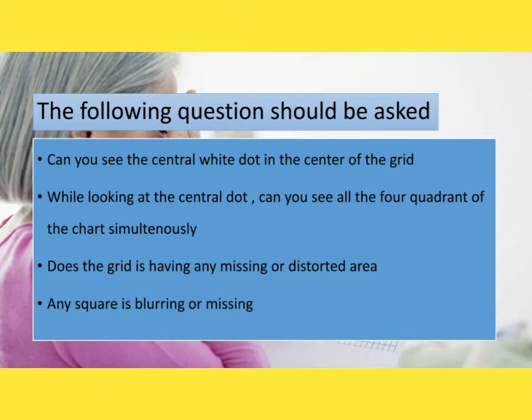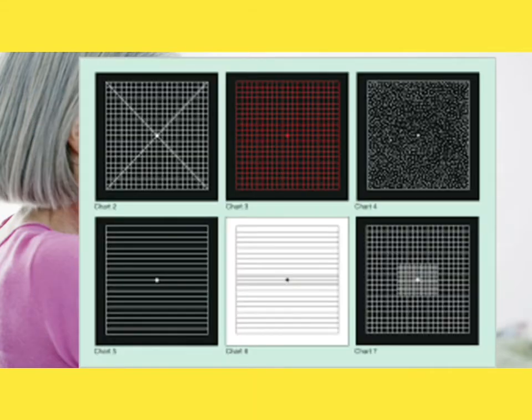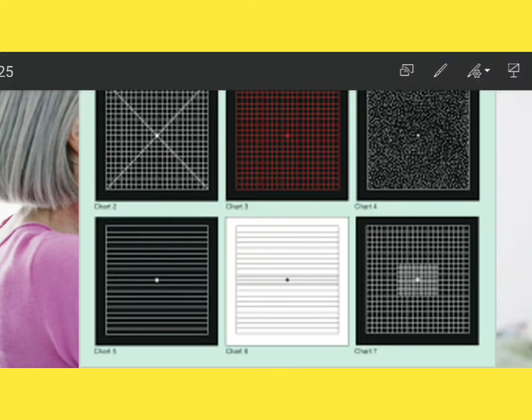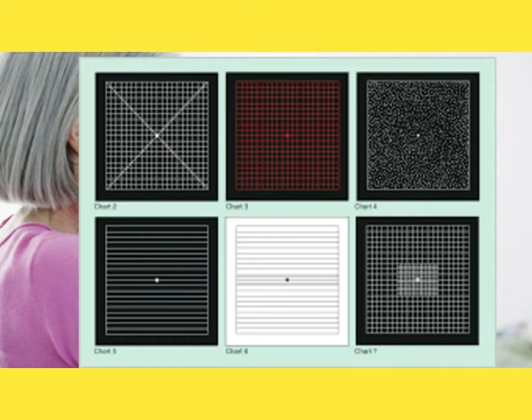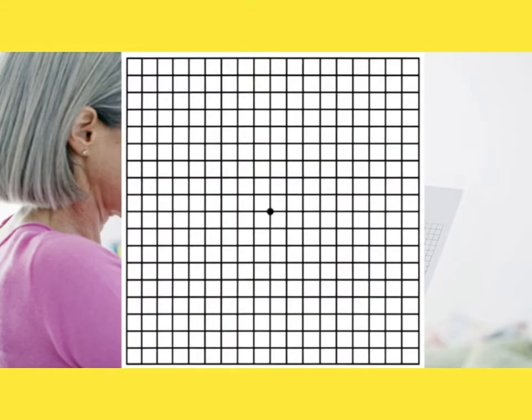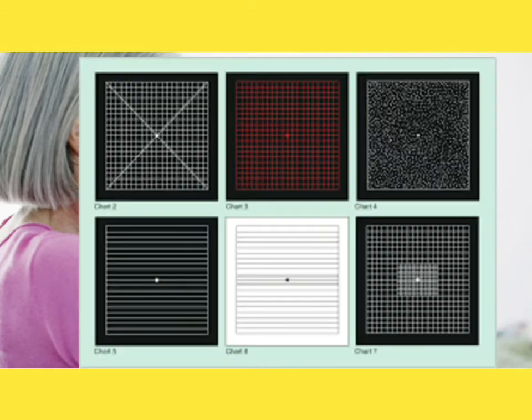So blurring denotes the relative scotoma, and missing denotes the absolute scotoma. Okay, now these are the different types of Amsler grid chart that are used for detection or the screening purpose of the macular pathology, to find out what can be the possible pathology. Okay, now let's move to the discussion on each and every chart separately.